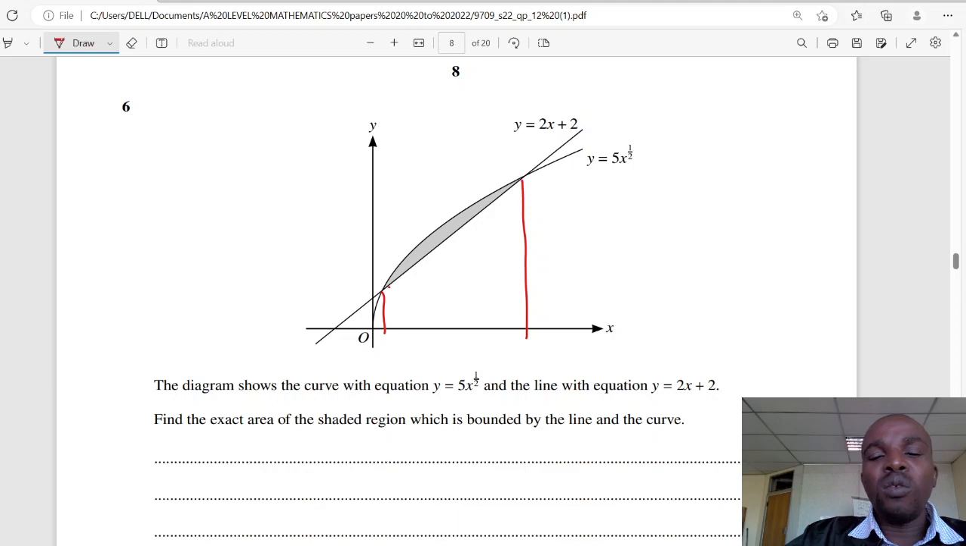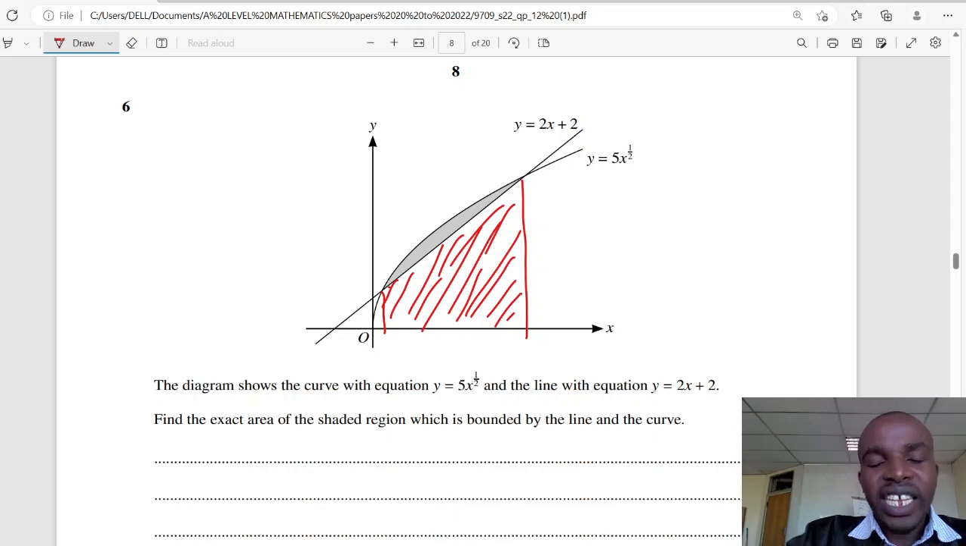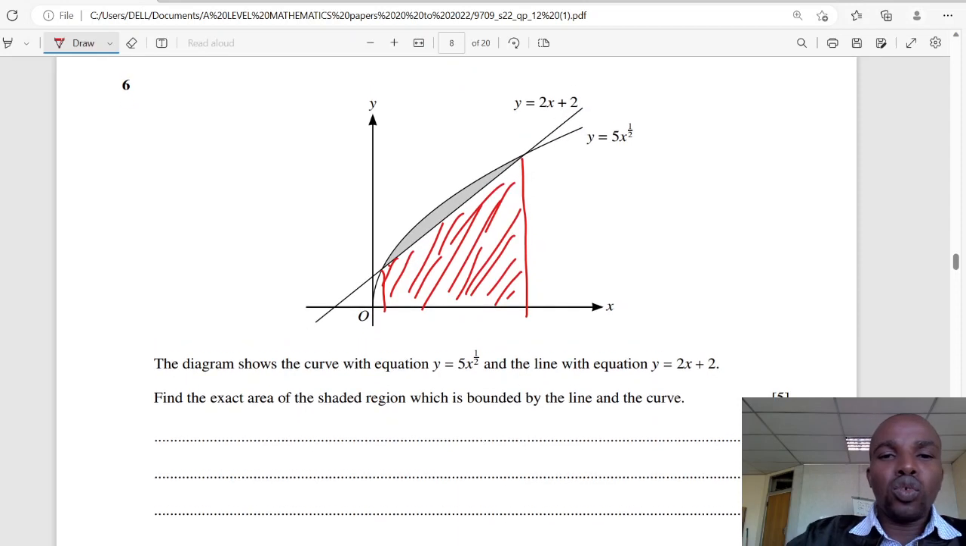So I want to find the area of the shaded region. If you can check, it's the area under the curve minus the area under the line, right? The shaded one in red is the area under the line. So the area above is the area under the curve. That's the whole area, minus the area that I have shaded in red. That's the area under the line. Now let's find the x coordinates of intersection of the two items. So what do you do? You equate the two. So you say here 5x to the power half is equal to 2x plus 2.